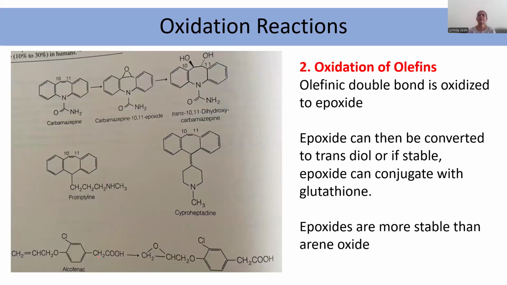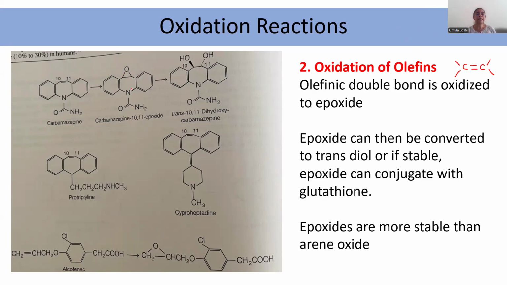Second is oxidation of olefins. Olefins mean alkenes containing a carbon-carbon double bond. Just like the aromatic hydroxylation, the olefin is also oxidized to an epoxide. Have a look at this. This is carbamazepine. There is a 10-11 double bond over here. When it is oxidized by the liver microsomal system, it gets oxidized to carbamazepine 10-11 epoxide.